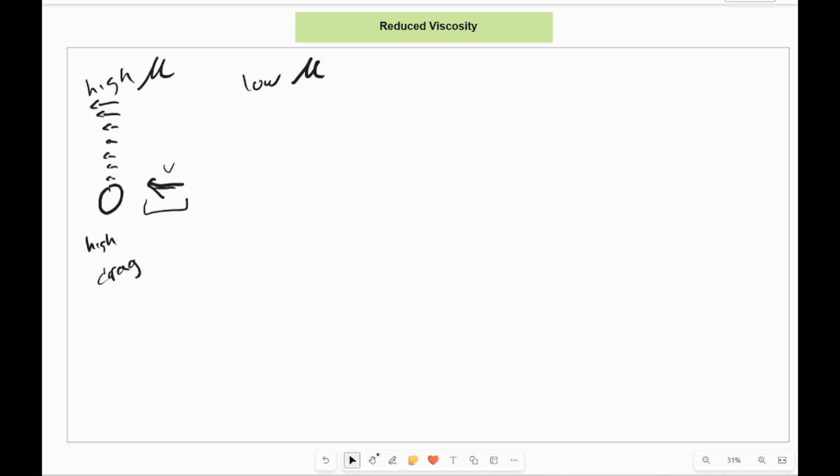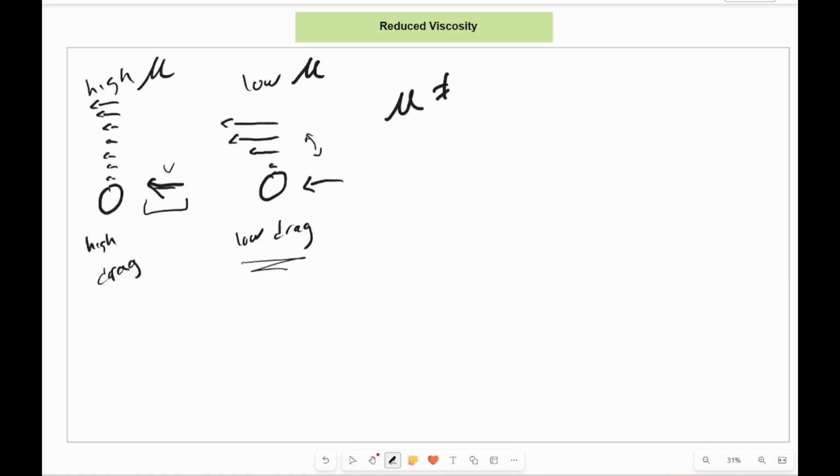Low mu. So now we do low mu. Low mu is going to have a much sharper transition. At the surface of the ball, we have a boundary condition where the ball and the fluid have the same velocity, which would be 0 if the ball is stationary. But very quickly, the fluid is going to match the bulk flow. And so this is going to have low drag. Okay, so if mu does not equal 0, then the drag does not equal 0.